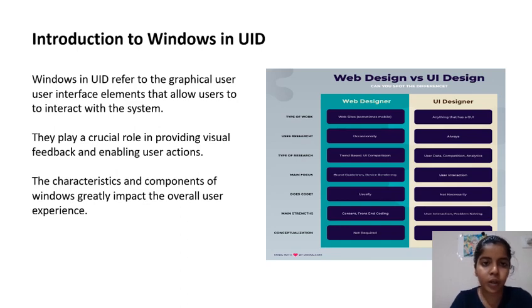Introduction of Windows in UID. Windows in UID refers to the graphical user interface elements that allow the users to interact with the systems, playing a critical role in providing visual feedback and enabling user actions. The characteristics and the components of the windows greatly impact the overall user experience.